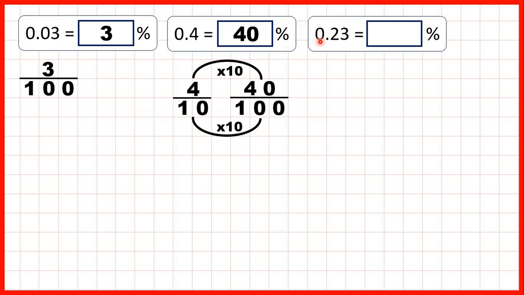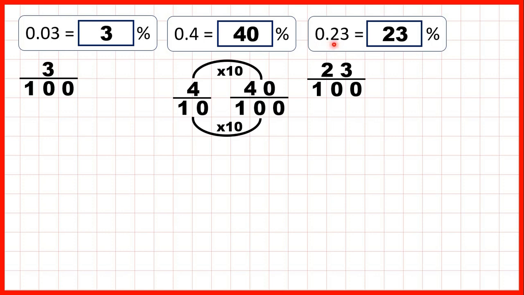Now we have 0.23. As a fraction, we can write that as 23 hundredths because we can draw a line across from the decimal point, and because we have 2 decimal places and the second decimal place is the hundredths place, we have 23 hundredths. So we can write that as 23%.